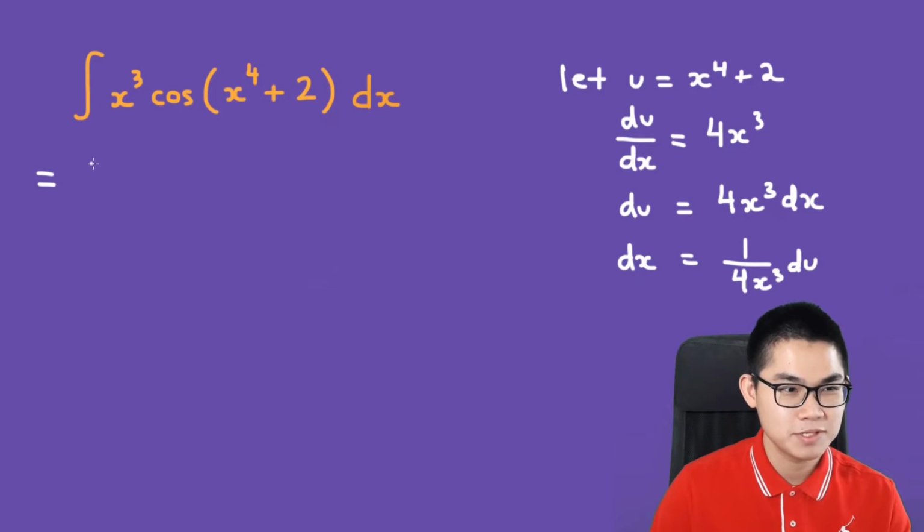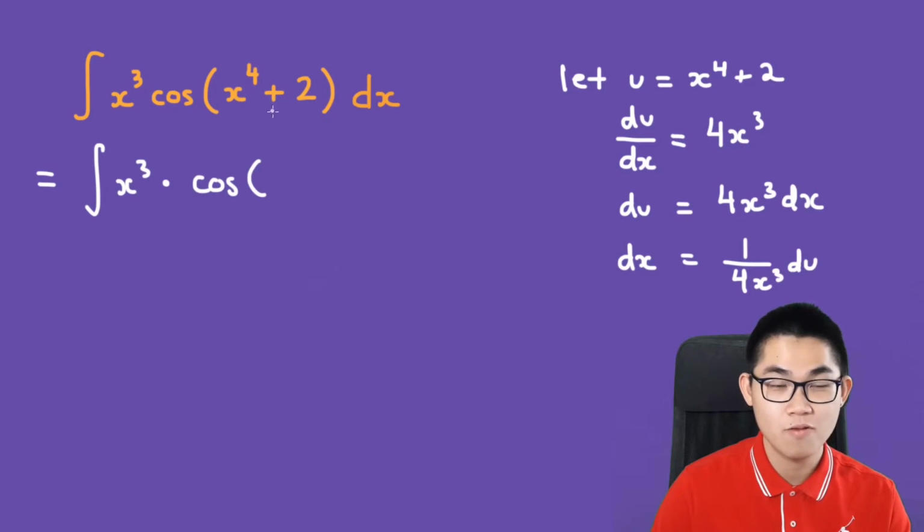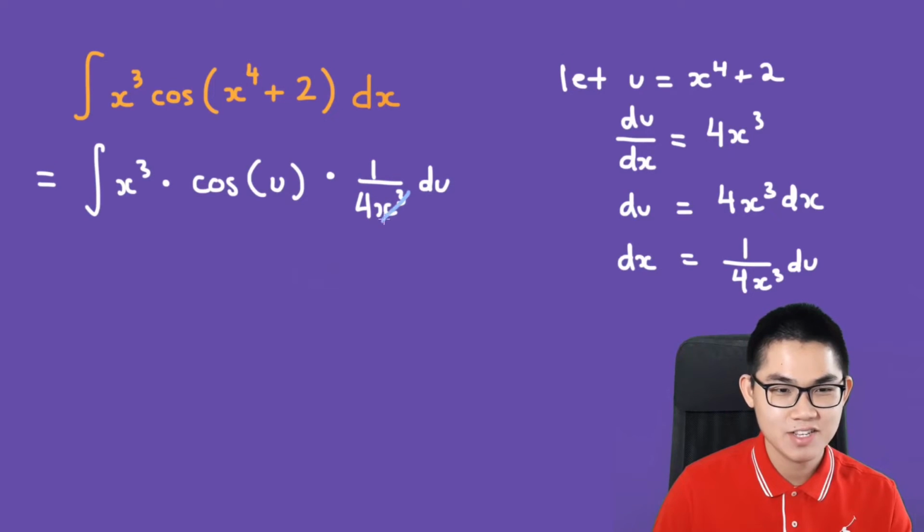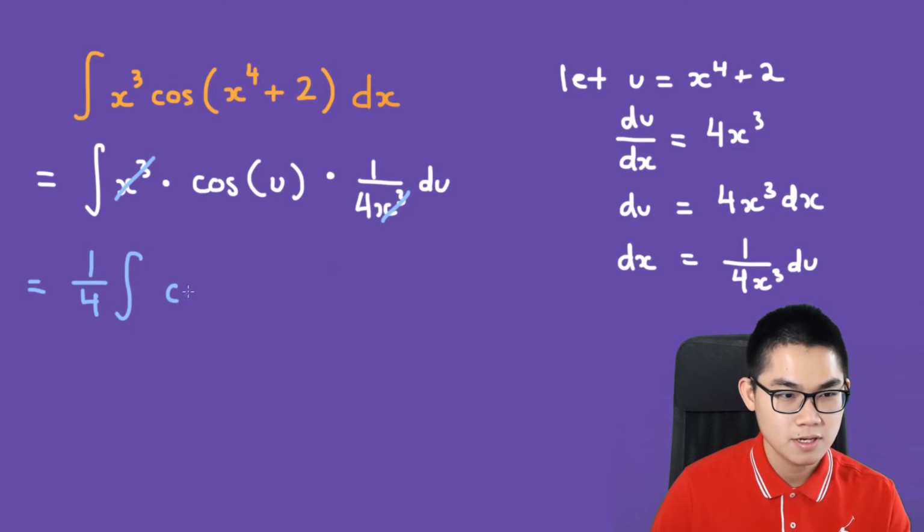Now let's go ahead and substitute it back into this integral. We have x to the power of 3 times cosine of x to the power of 4 plus 2, and that's going to be u. And dx is 1 over 4x to the power of 3 du. And as you can see, the x to the power of 3's will cancel out. We can also move the 4 outside of the integral because it's only a constant. So we have 1 over 4 times cosine of u du.